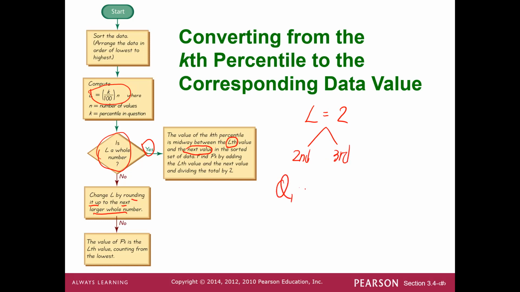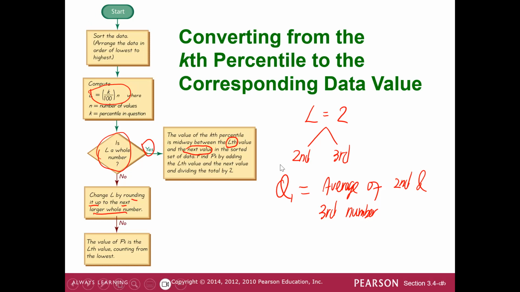So the quartile is the average of the second and third number in our data set. That's if we get a whole number, right? But in our example, it's not a whole number. It's a decimal number, so you always run up to the next whole number. Does that make sense? So you always go by this flow chart.